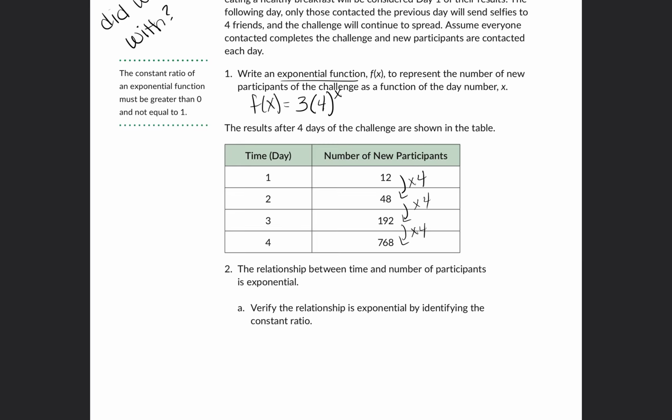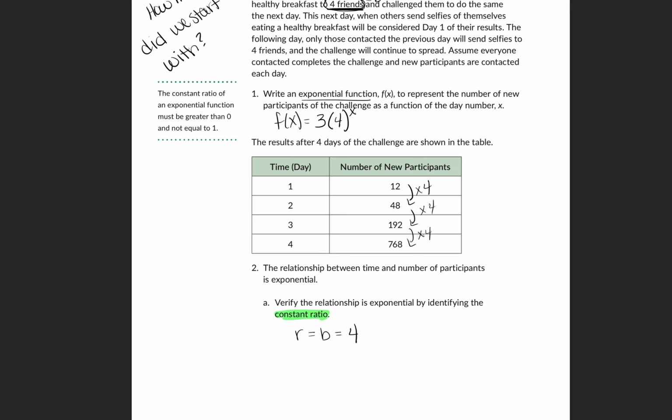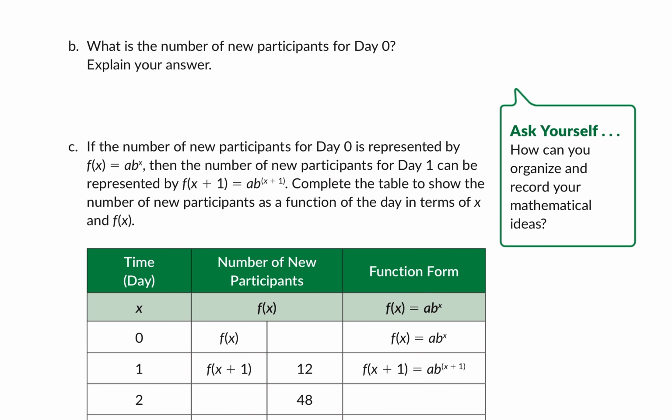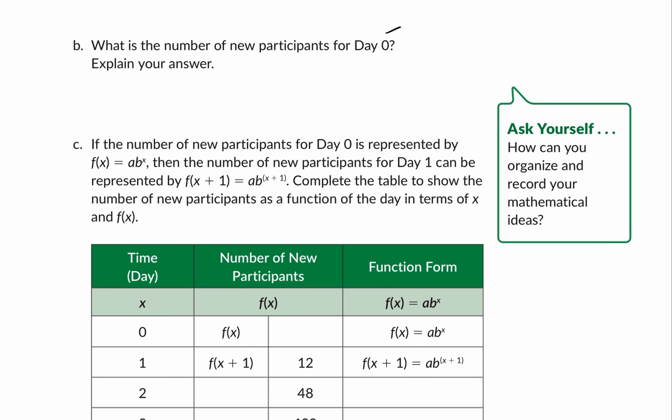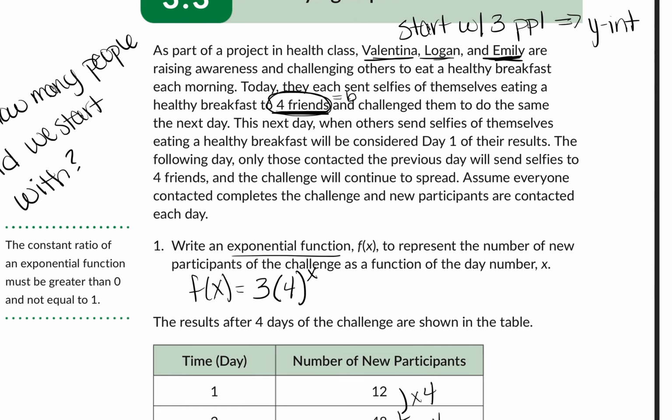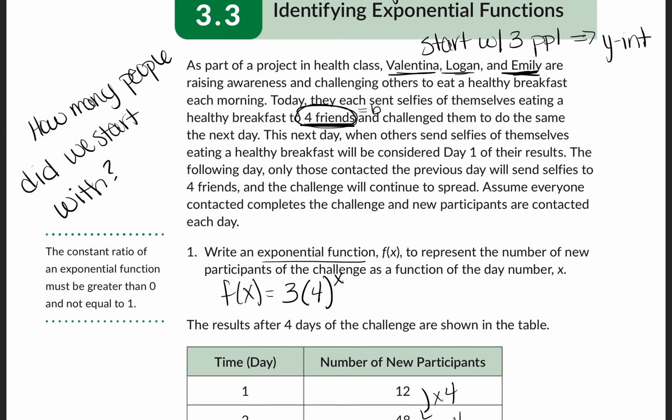Okay. So then again, my constant ratio, which we talked about yesterday, is the b. So then r, which is equal to b, is equal to 4. Now here, day 0. So meaning our y-intercept, what we started with. How many new participants, right? So there weren't any new participants because, again, when we first started, we started with 3 people. So that's going to be day 0.